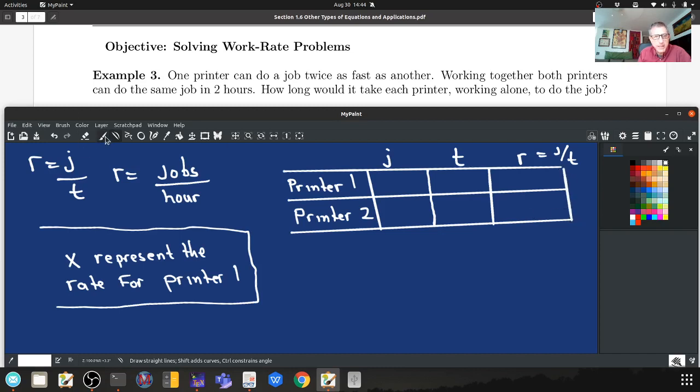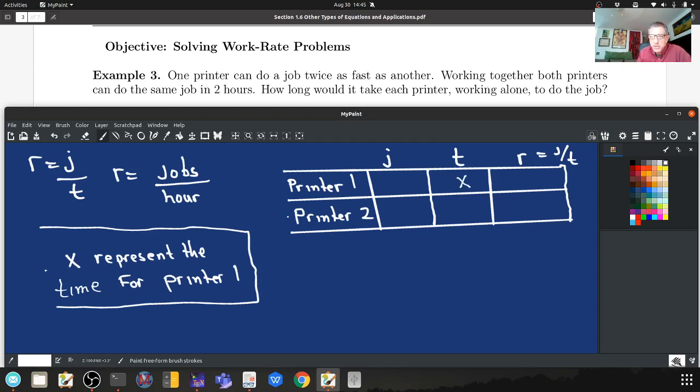Let's start filling in from what we've decided. I've already decided to let x, my unknown, represent the rate for printer 1. So the rate for printer 1, not the rate, but the time, sorry. It's not the rate that we're looking for, but it's the time. Easy enough correction. So x represents the time for printer 1.